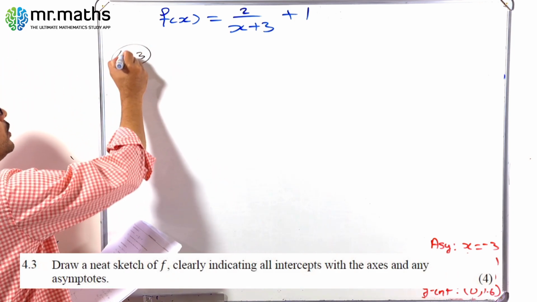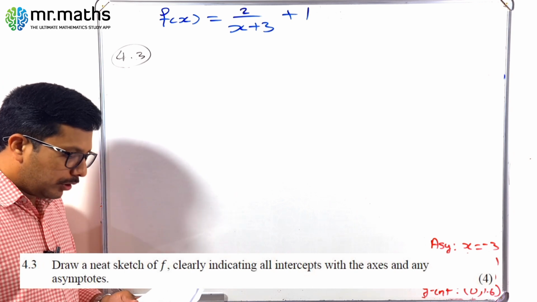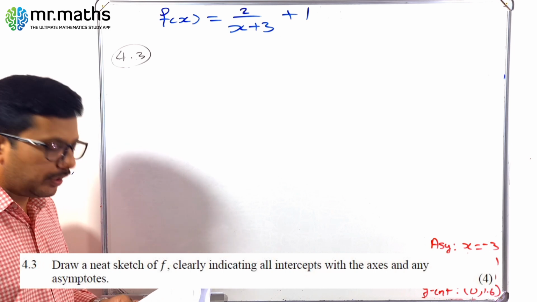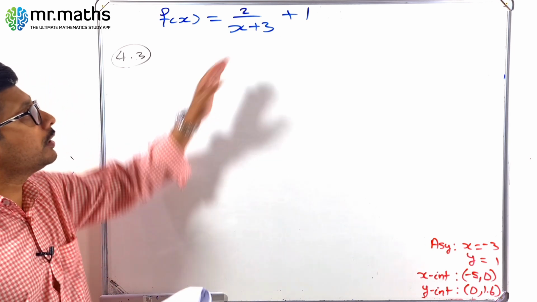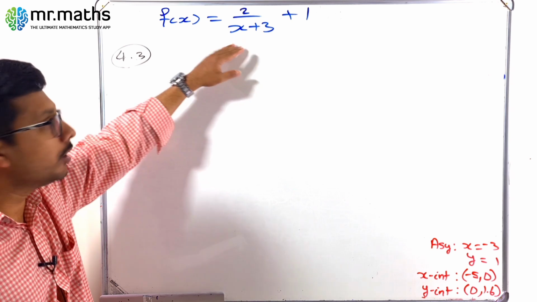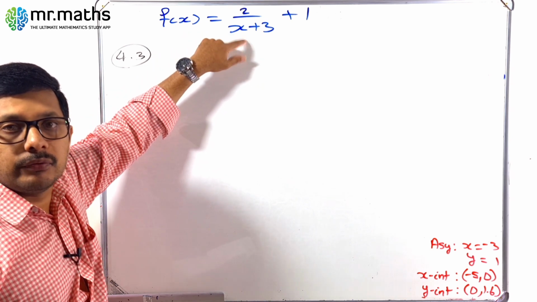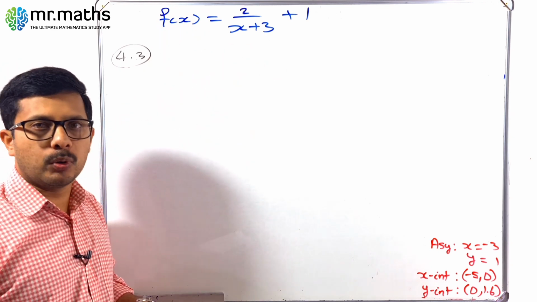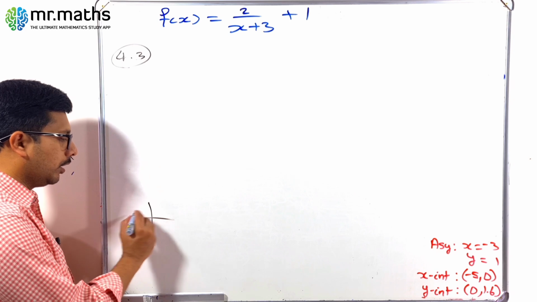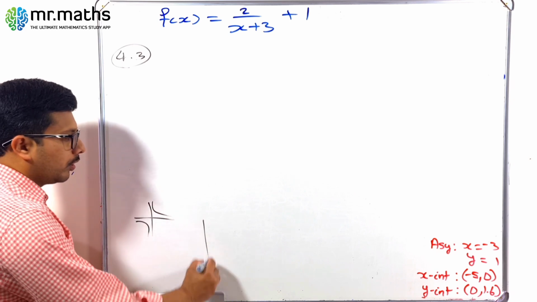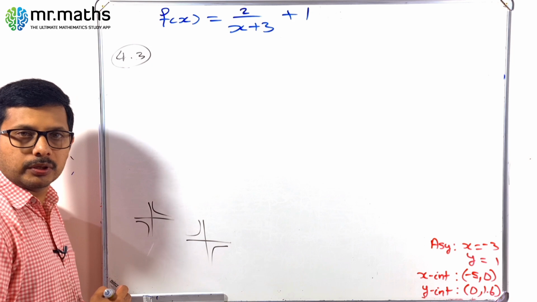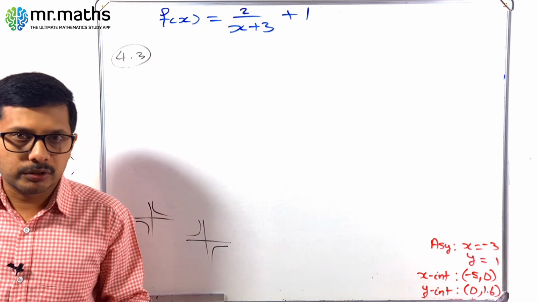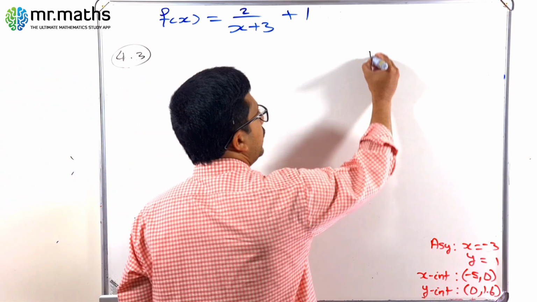Question number 4.3. What is that question? Draw a neat sketch of f, clearly indicating all intercepts with the axes and any asymptotes. So you know that this is a hyperbolic function. Why is it hyperbolic? Because the variable x is in the denominator. What is the shape of the hyperbolic function? Either like this, or it can be like this also. Now we have to draw that hyperbolic function, clearly indicating all the intercepts and everything.